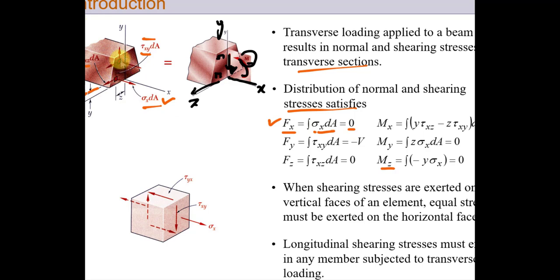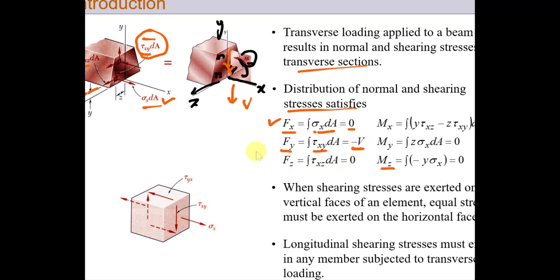Similarly, in the direction of y there are shear forces acting, and this force is tau of xy into dA. So the sum of all forces along y direction is not equal to 0, because it is the net shear force acting in this direction. So this Fy is represented by integral of tau of xy dA, and it is equal to minus V because it is acting downward. So on this face there is a shear force acting downward. Clear?